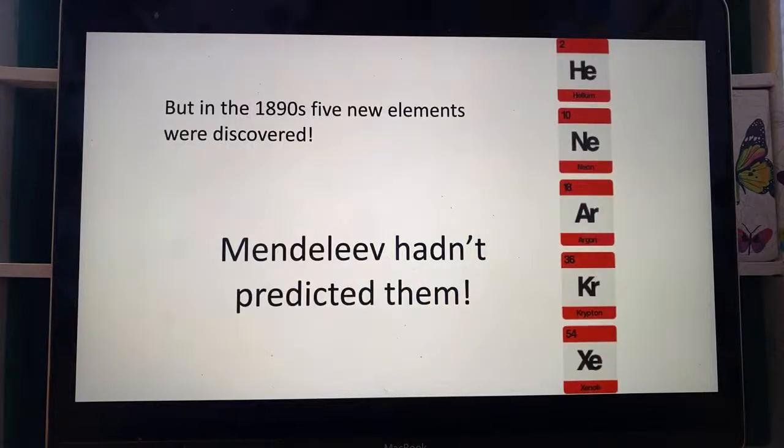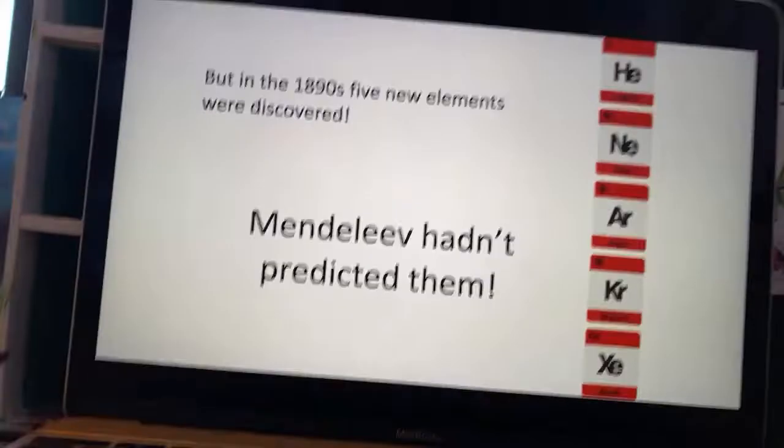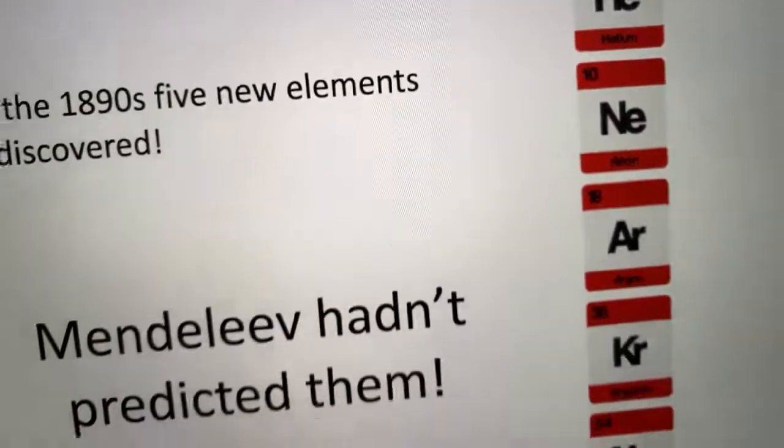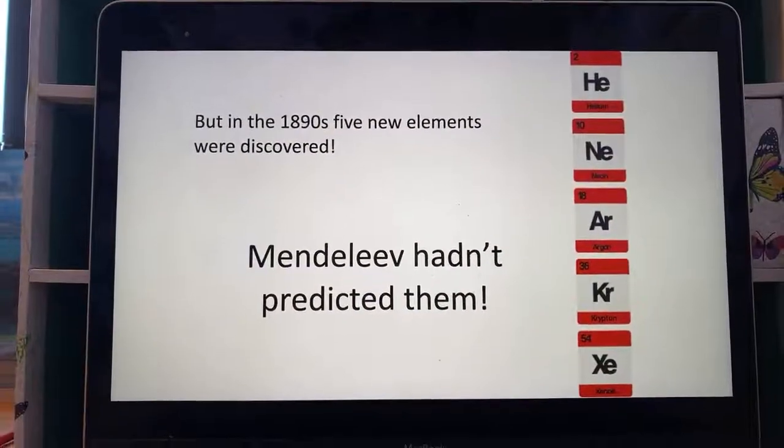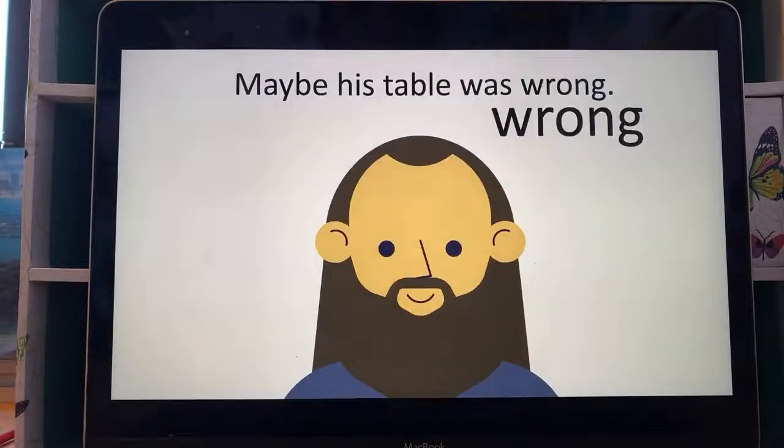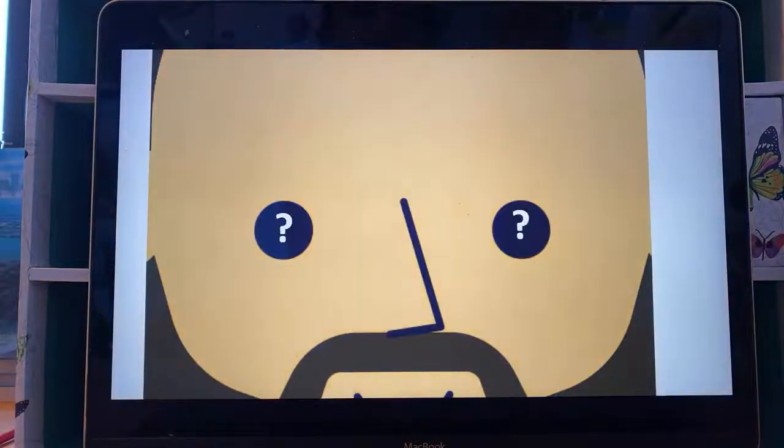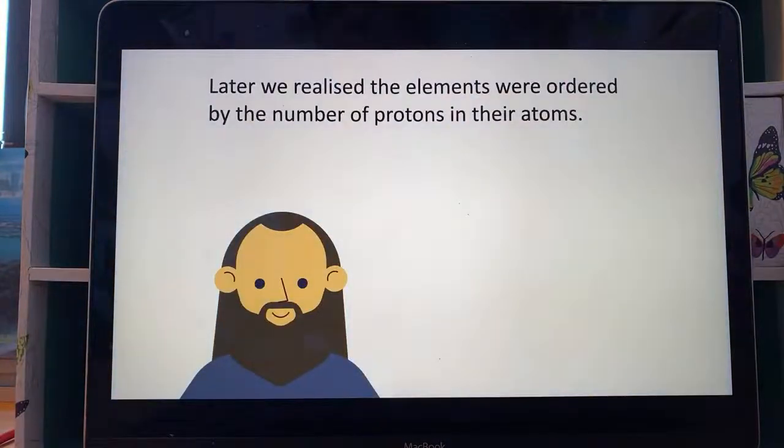But in the 1890s, 5 new elements were discovered. Mendeleev hadn't predicted them. Look, you can see here. Helium, neon, argon. I've kind of been deliberately leaving these out. Maybe his table was wrong. But no, he wasn't wrong. I want you to tell me why in a sec.